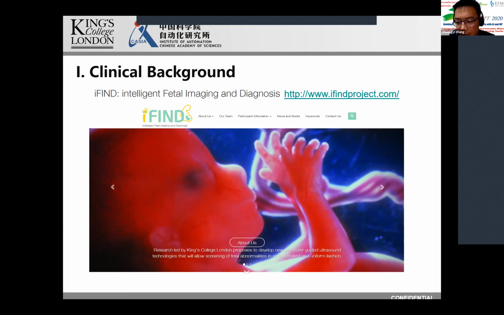It's very operator dependent. Therefore, we had a project called Intelligent Fetal Imaging and Diagnosis, which was supported by Imperial College and King's College and also Philips.